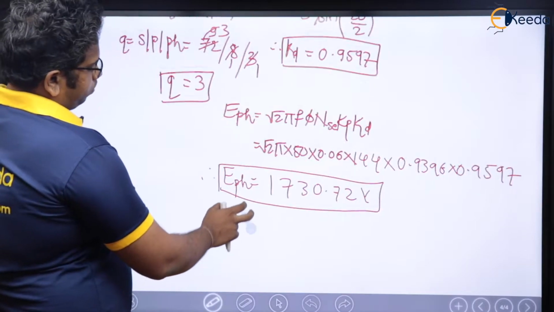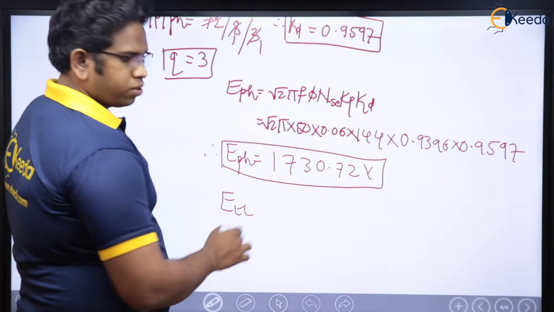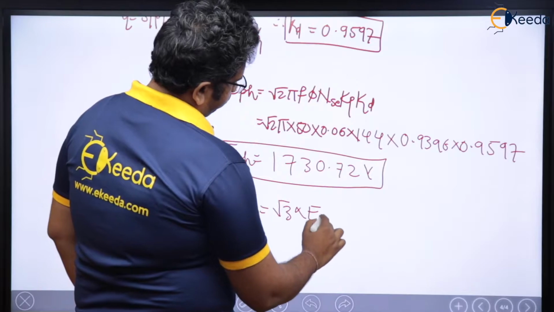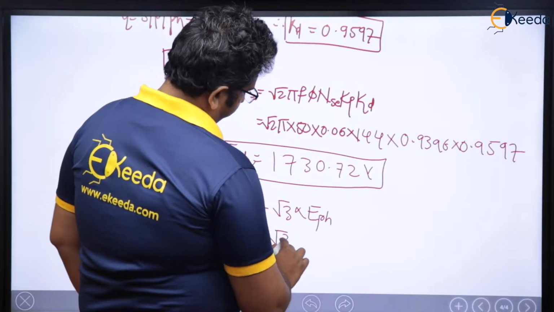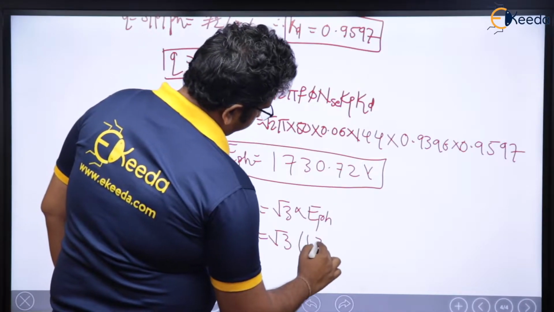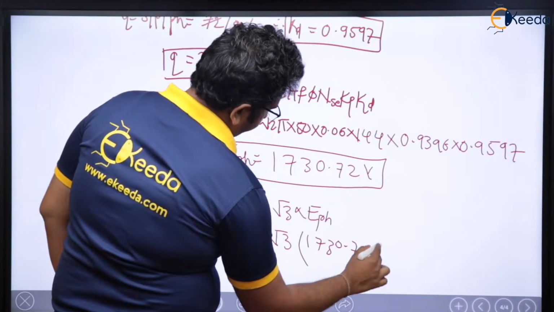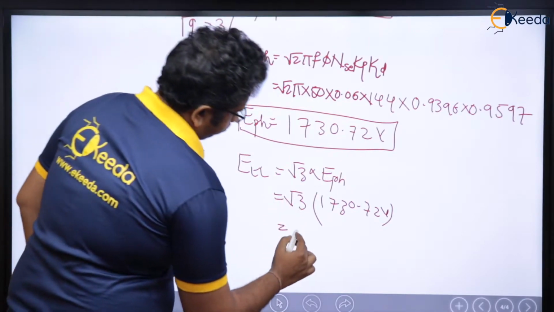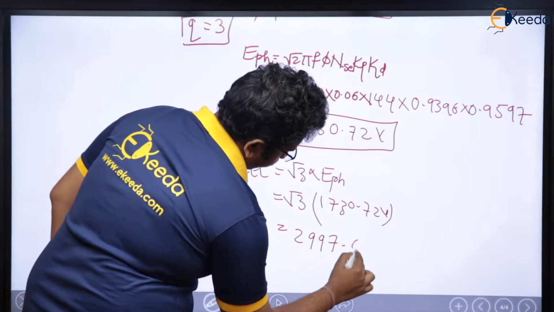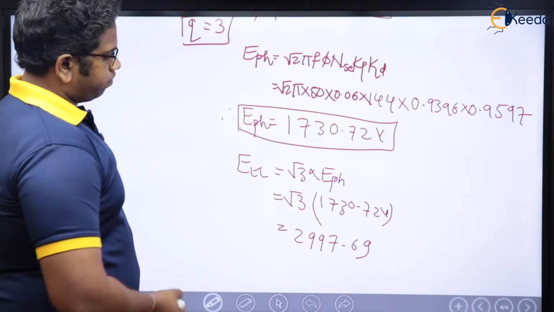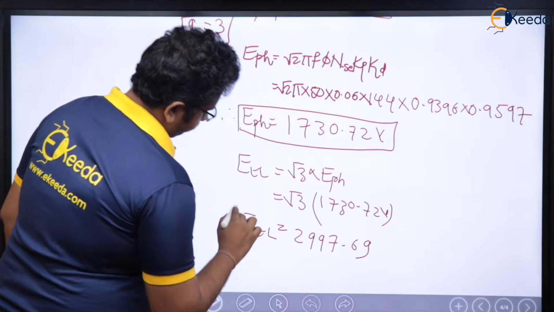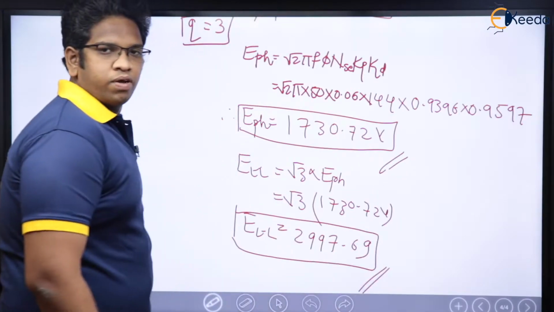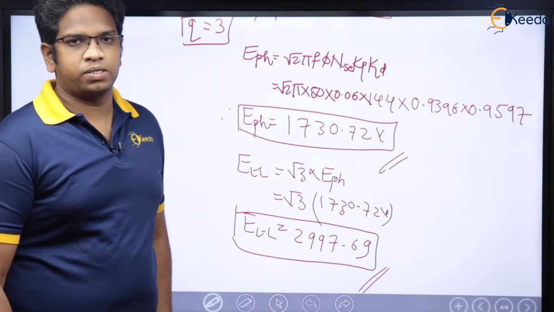But they are also asking for line voltage. So E line to line is going to be root 3 into E phase. That's it. Root 3 multiplied by E phase, which is 1730.72 volts. After solving this we get 2997.69. This is E line to line. If we have got Kp and Kd, we have found it out. This is what was expected.